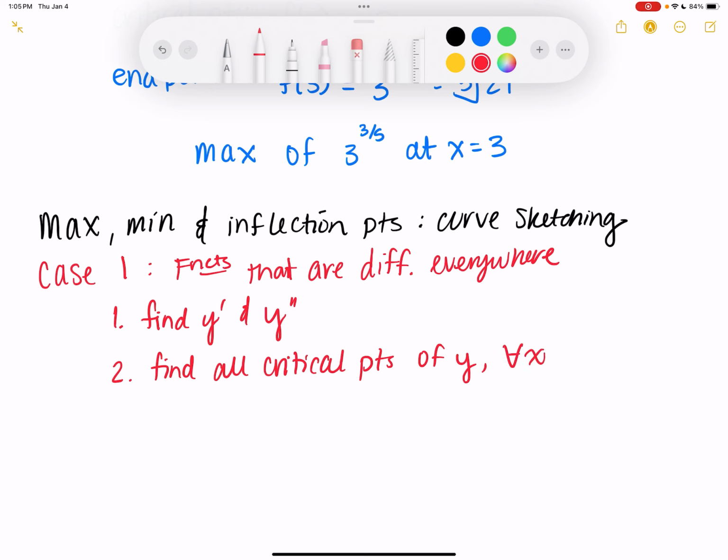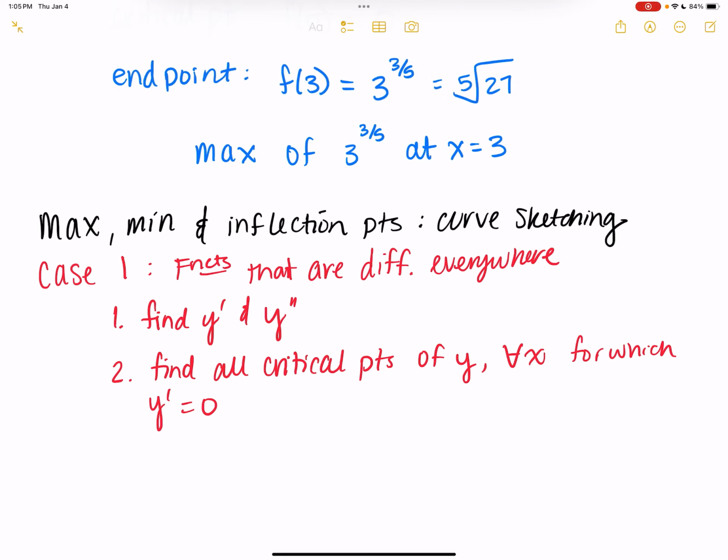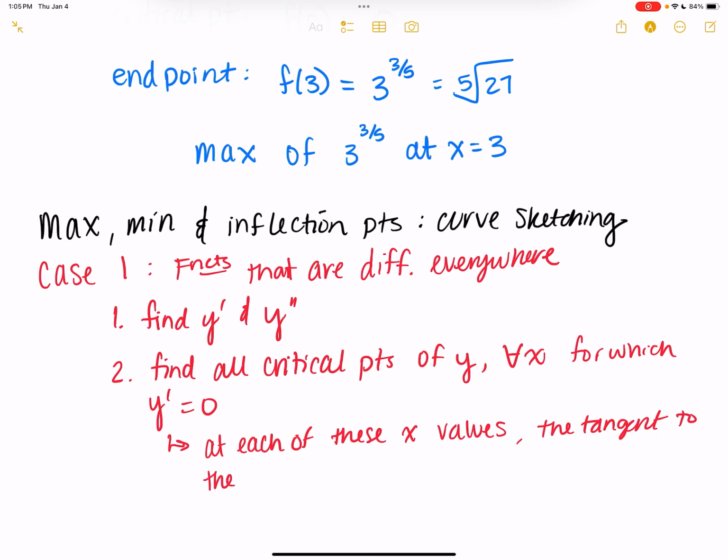For all x for which y prime is equal to 0. So it's also where they do not exist, but for this, we're just looking at the ones where it equals 0. And just more of an informational thing for you: at each of these x values, the tangent to the curve is horizontal.